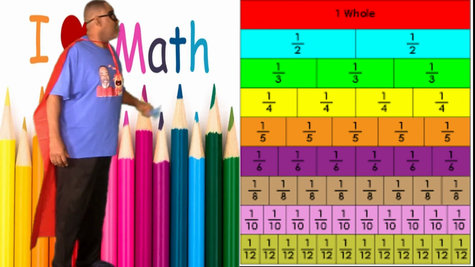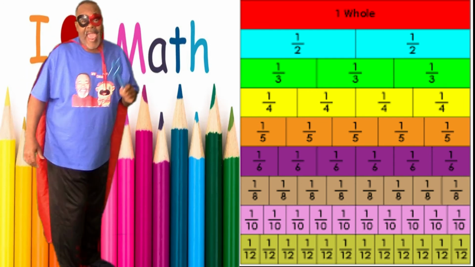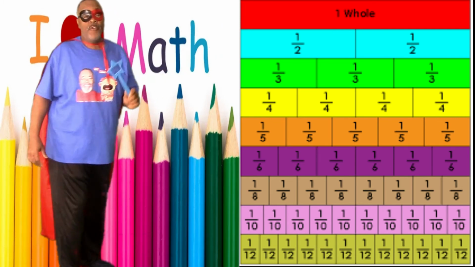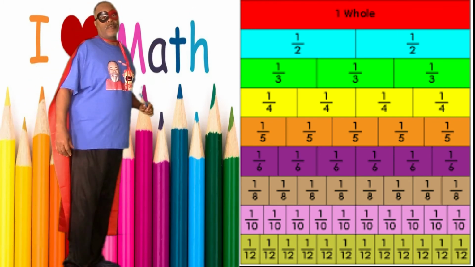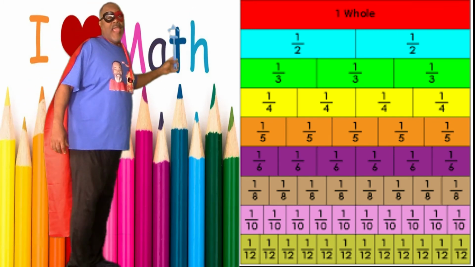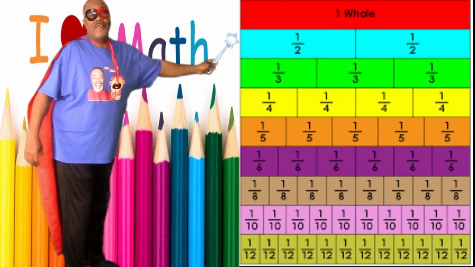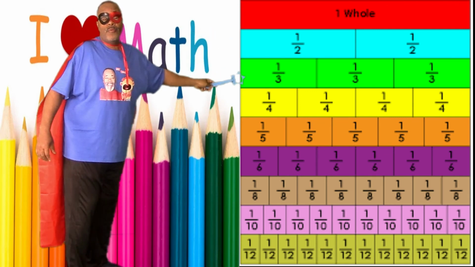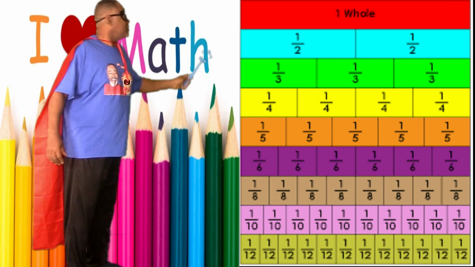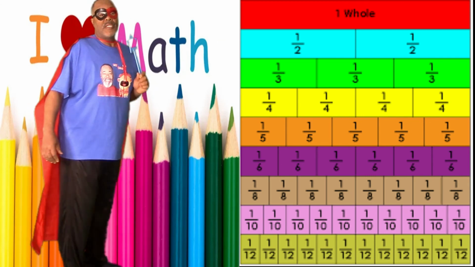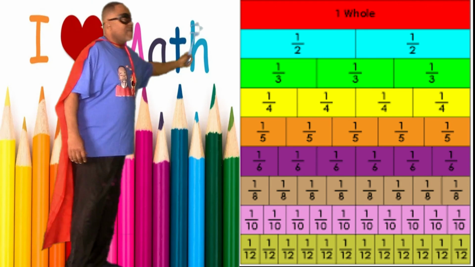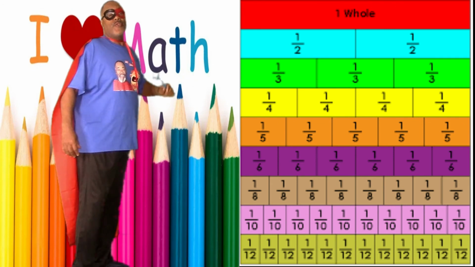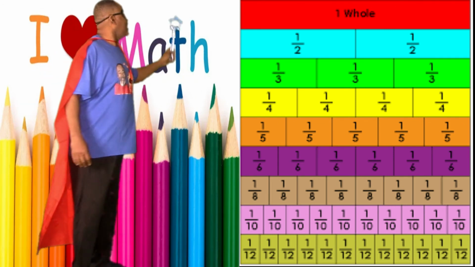The next time, we're going to use the fraction chart to add like units. And in the future, we're going to use the fraction chart and another concept to add unlike units. For example, 1/2 plus 1/3. But those are unlike fractions because the denominators are different. But the next time, we're going to add like units. And if you can count by 1/2, 1/3, you're going to love to add like fractions.